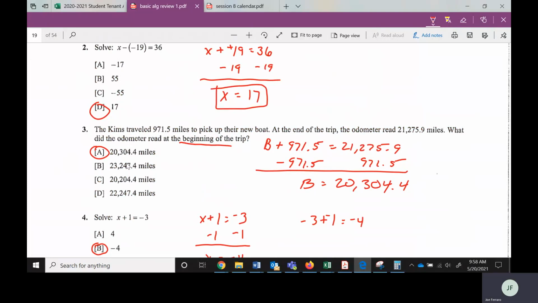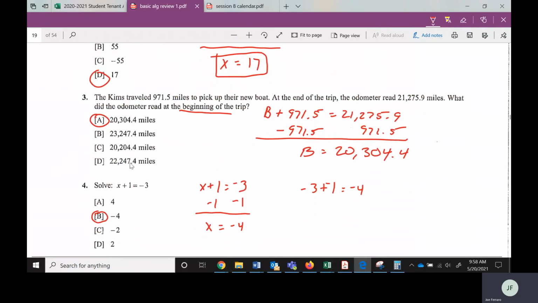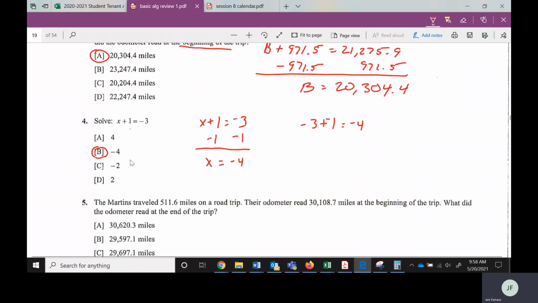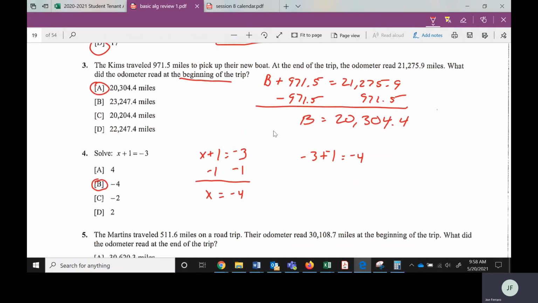Okay. Number 5, be careful. Number 5 looks to be almost the exact same problem. It's very similar words, things like that. Talks about a trip, beginning, end, stuff like that. But it's a little bit different information they give you. Okay, so you're not going to solve it like this one.